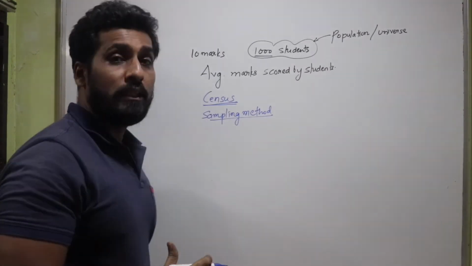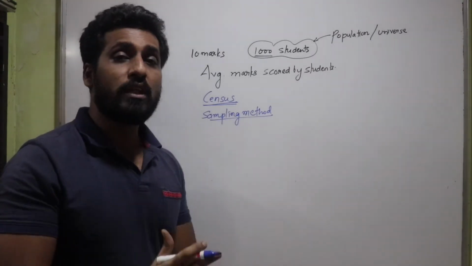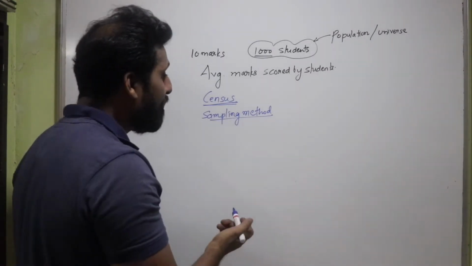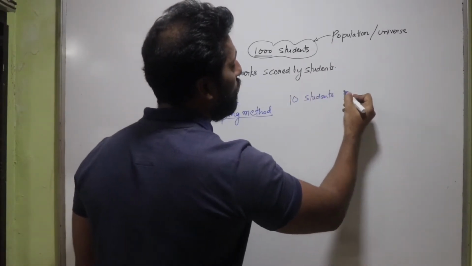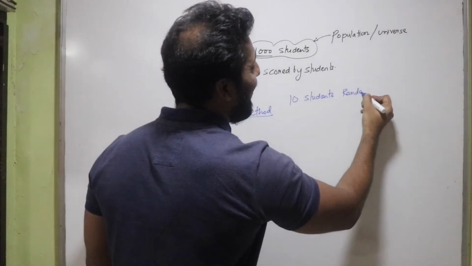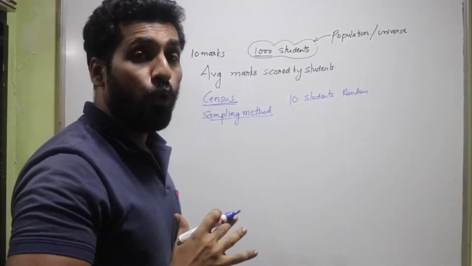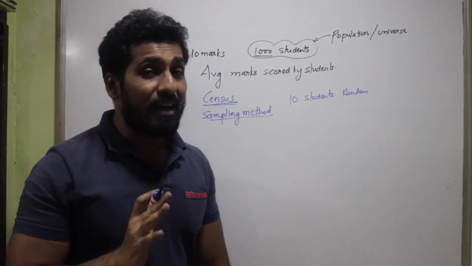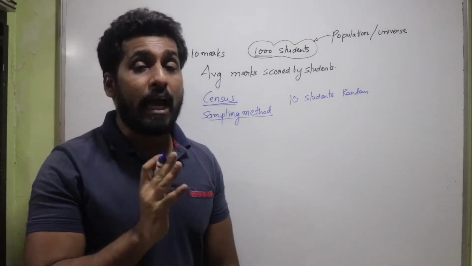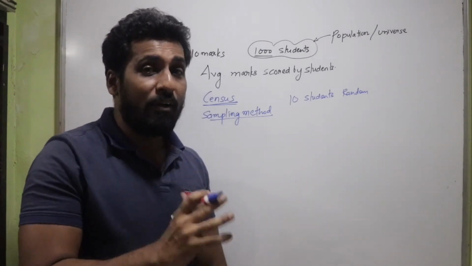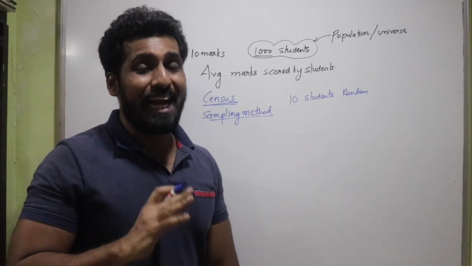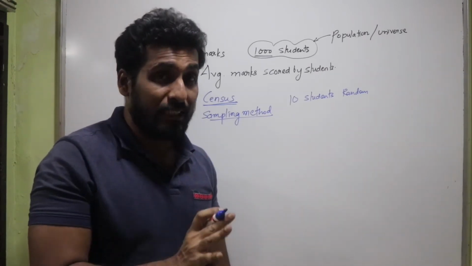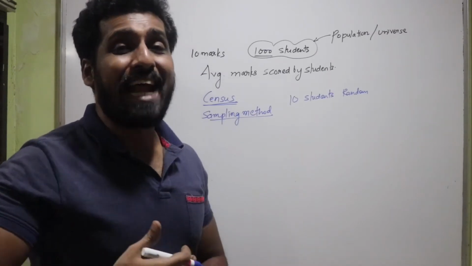I'll go to every class in which there are 100 students and I will select say 10 students at random. There can be two different kinds of selection: random selection and deliberate selection. Deliberate selection means I will forcefully select only particular students of my choice, whereas the other one is random selection.